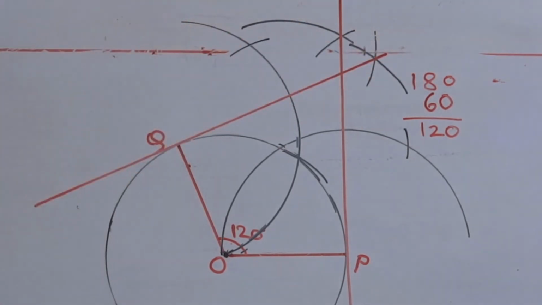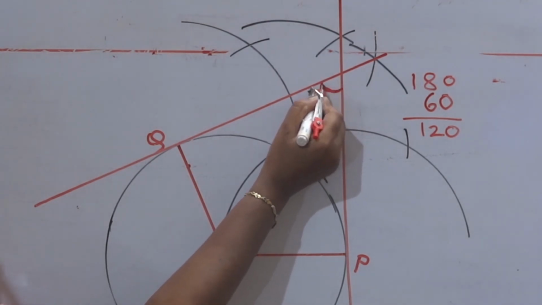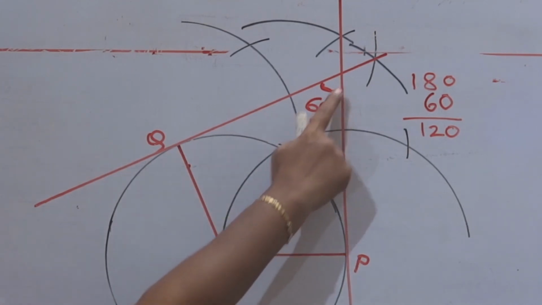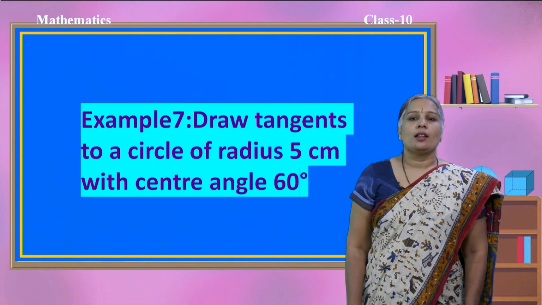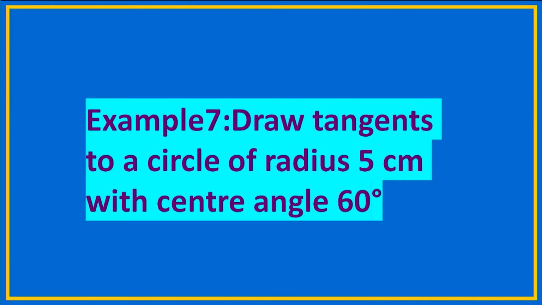That will give our tangent. In this way, we can create tangents at point P and Q, and this point where two tangents meet will give us an angle of 60 degrees, because the angle at tangent and angle at circle add to 180 degrees. They are supplementary angles. Let us see this example. Draw tangents to a circle of radius 5 cm with center angle 60 degree.